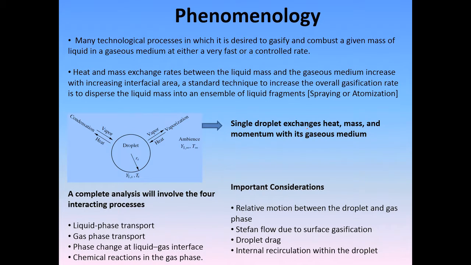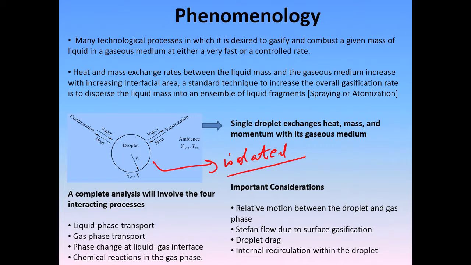So, what does this droplet actually do? If you carefully look at the droplet, this is an isolated droplet that we have put over here. This is isolated, that means, let us not assume that it is surrounded by any other droplets. It is like one building block that we have taken out. What this droplet actually does is that there will be heat and mass exchange between the droplet and the gaseous medium in which it is.